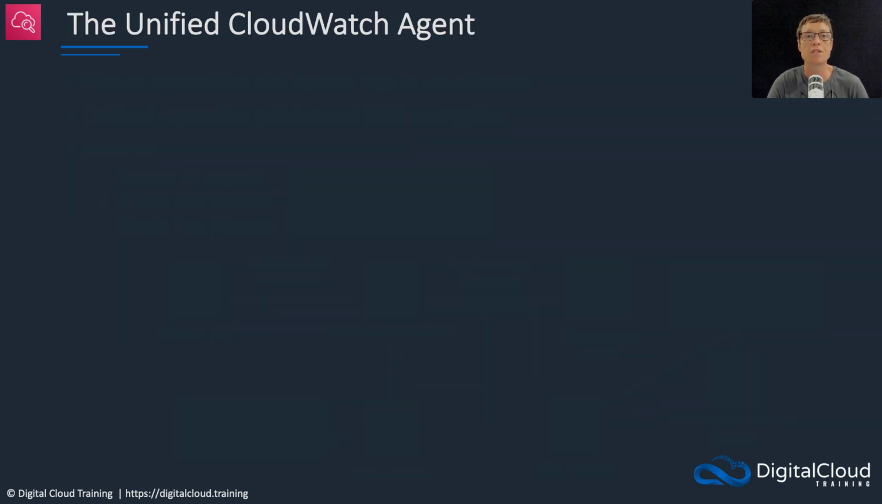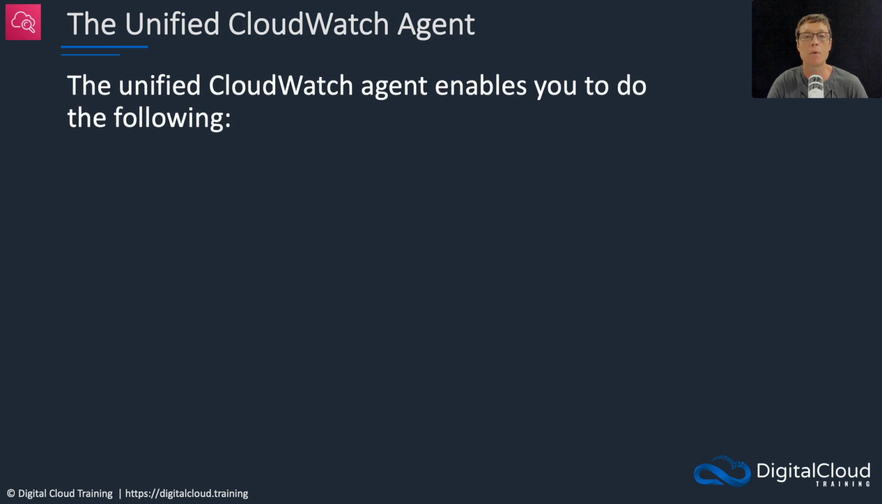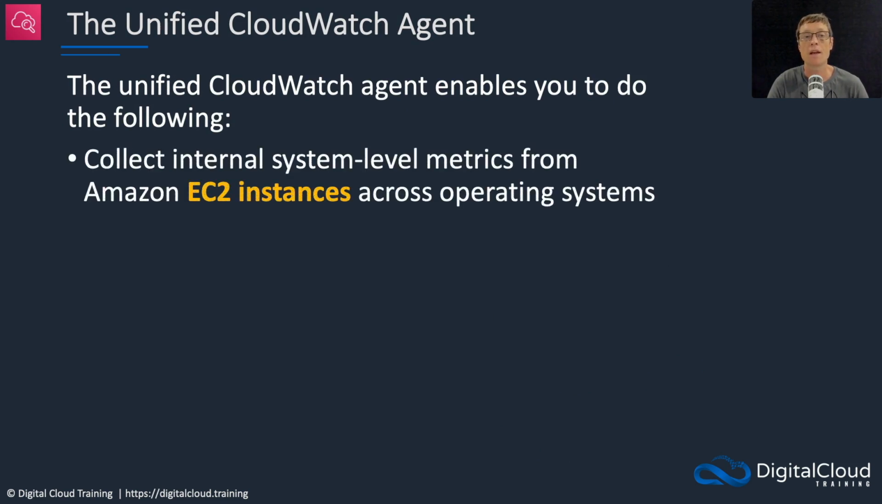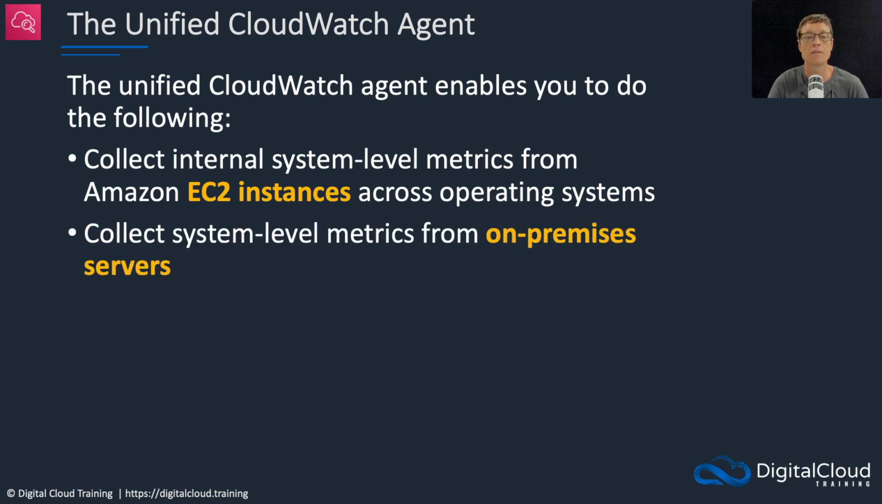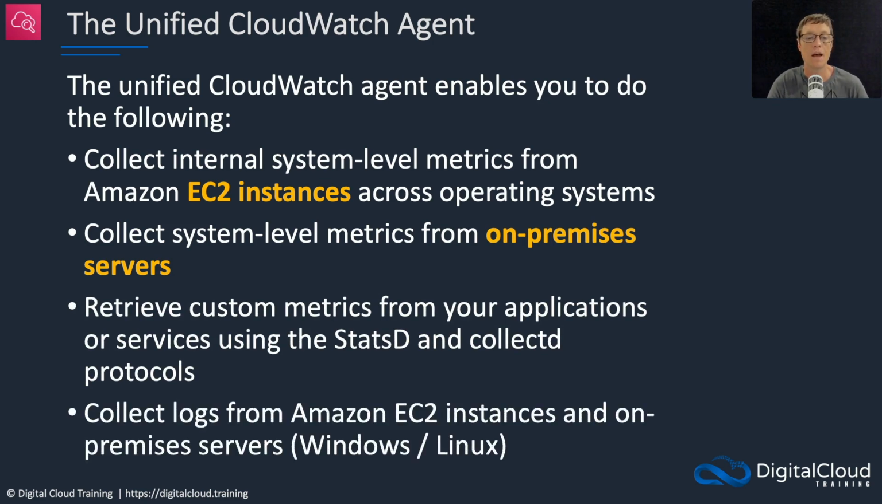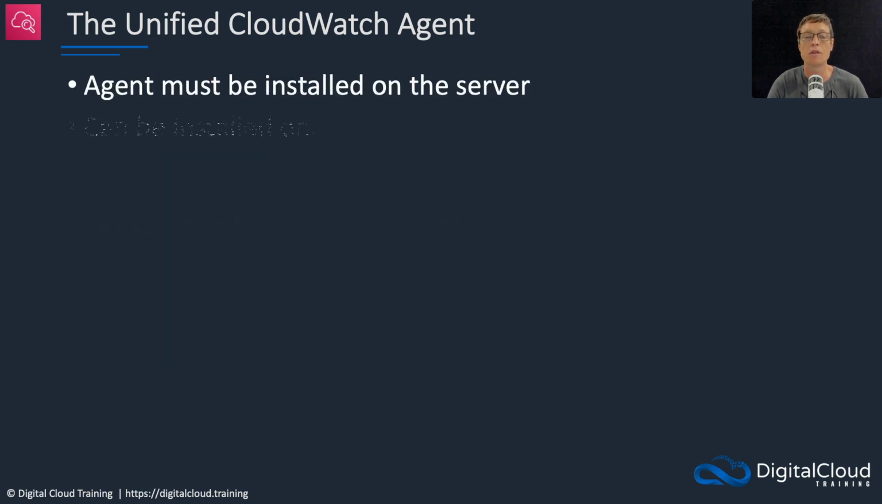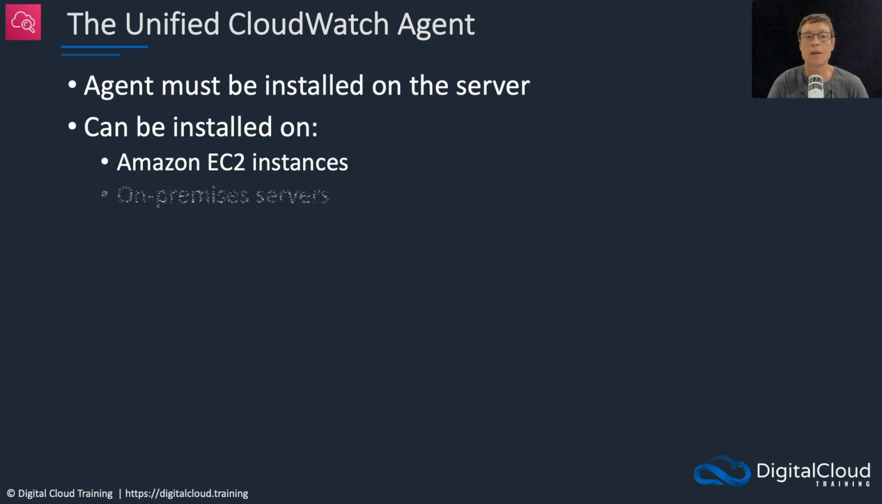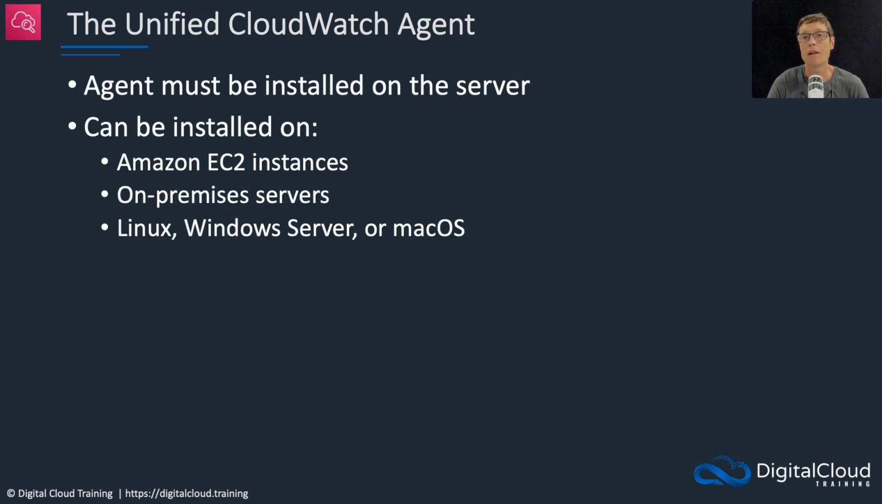So just a little bit more detail on the unified CloudWatch agent, because it does come up quite a bit. This will enable you to collect internal system-level metrics from EC2 instances across operating systems, and also from on-premises servers. You can retrieve custom metrics from your applications or services using the statsd and collectd protocols. And you can collect logs from EC2 instances and on-premises servers, and that's for Windows and Linux. The agent must be installed on the server, and it can be installed on EC2 instances, on-premises servers, and the Linux, Windows Server, or macOS operating systems.